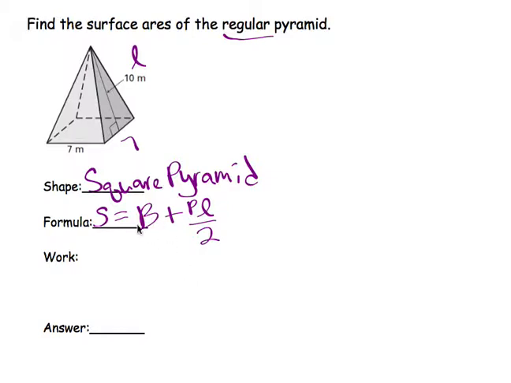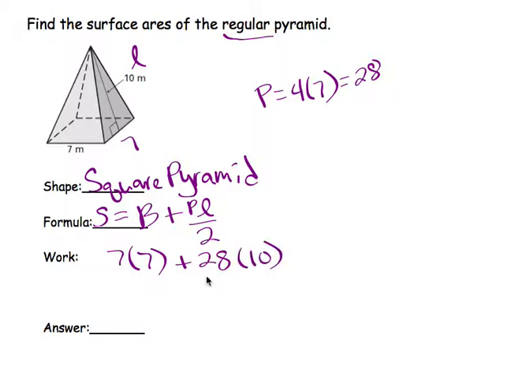So to calculate this, capital B is the area of the base, which is found because it's a square, so it's 7 times 7. Plus the perimeter of the base, P, since there's 4 sides, it's 4 times 7, which is 28. So P will be 28. L, the slant height, is 10. And then that has to multiply and divide that by 2.